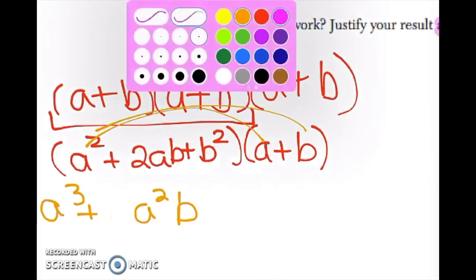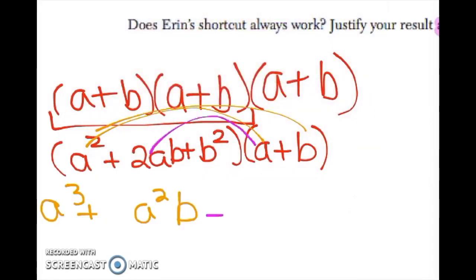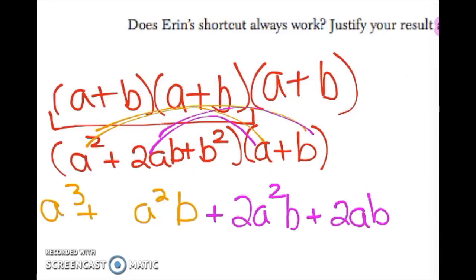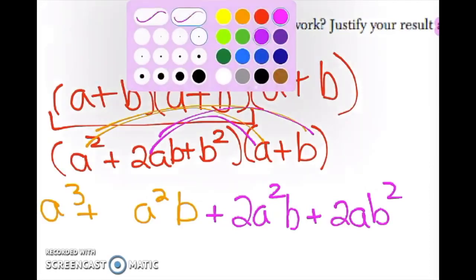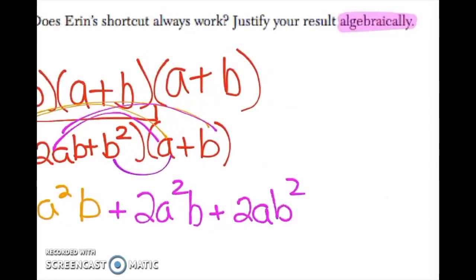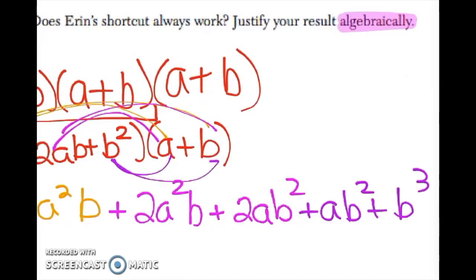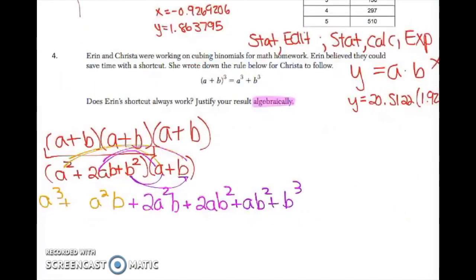And then I'm going to multiply these out. So 2ab times a is 2a squared b. And then 2ab times b is 2ab squared. And then I'm going to multiply these out. So that's ab squared plus b cubed. And you can combine your like terms there, but I can tell clearly that does not equal a cubed plus b cubed.